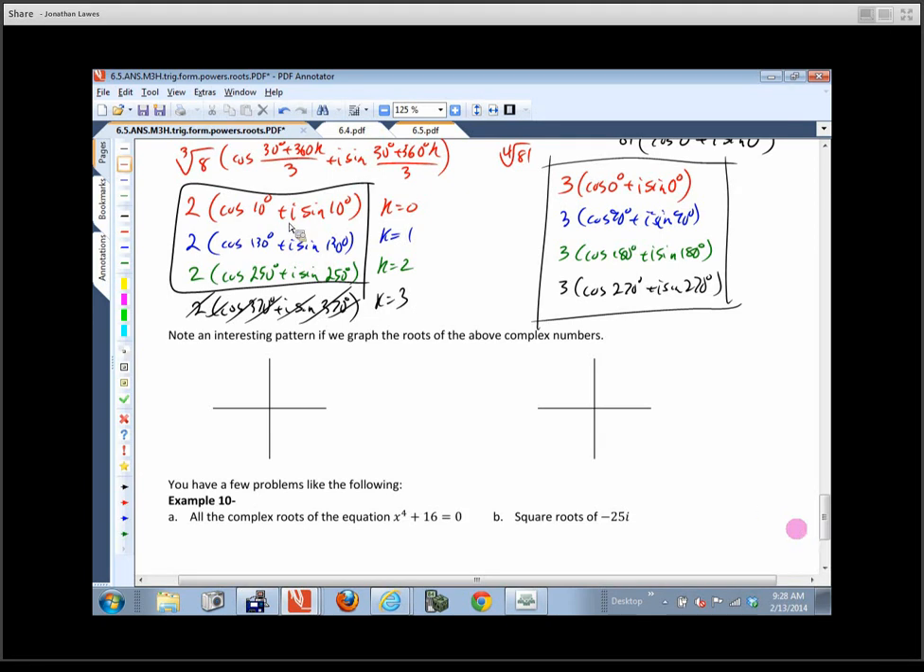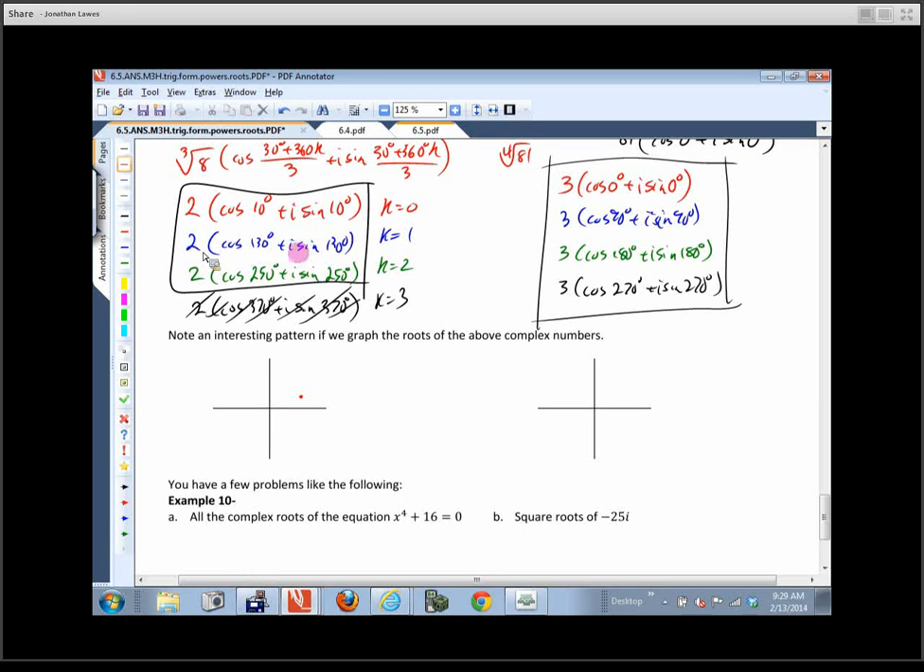So let's take this one right here and let's plot these numbers. This one has a modulus of 2 and a direction angle of 10. So kind of think of it as a vector. So 10 degrees is about right here. And I'm going to go out 2 units, so I'm going to put it about right there. Okay, so there's my first one.